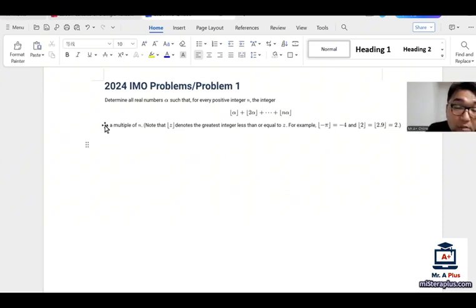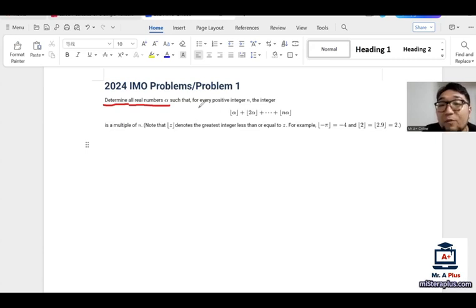First, let's read the question. Determine all real numbers alpha such that for every positive integer n, the integer, this equation, is a multiple of n. They also give you a notation. First, let's find out every single math term. What does that mean? All real numbers alpha, they give you a range of alpha. Alpha can be any real number. They want to determine alpha, which means you are looking for a range or certain numbers for the alpha values. That's the first thing you need to know.